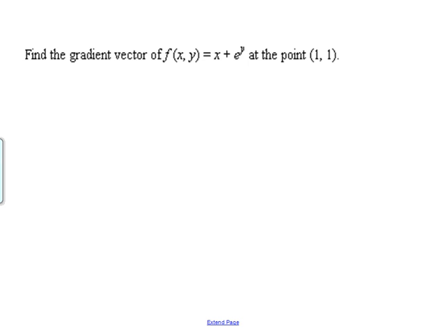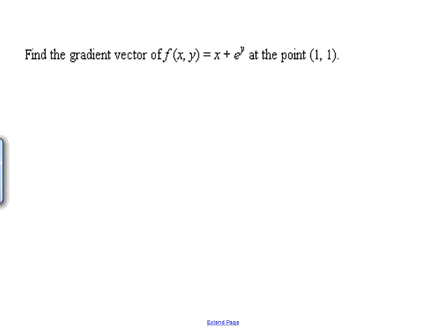So let's do one example, and then we're done. It says find the gradient vector of f(x, y) equals x plus e^y at the point (1, 1). Sorry, I said we were going to be done shortly, but we have a couple more problems to go. I was getting ahead of myself. So anyway, let's find this gradient vector.